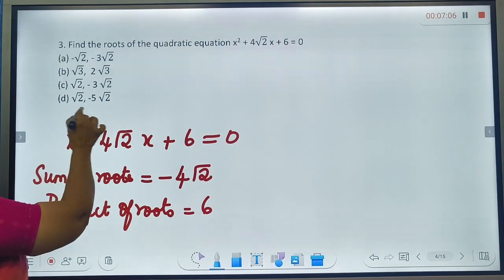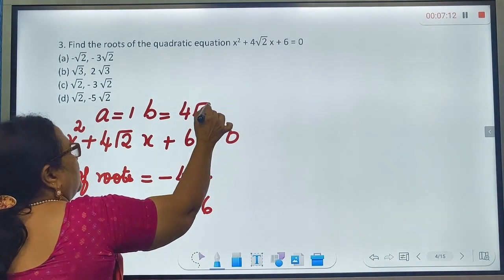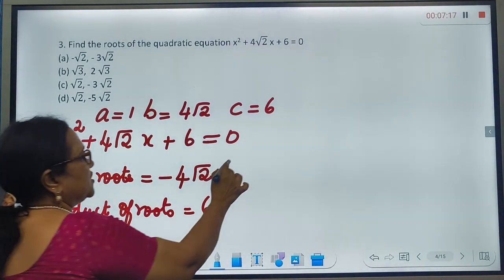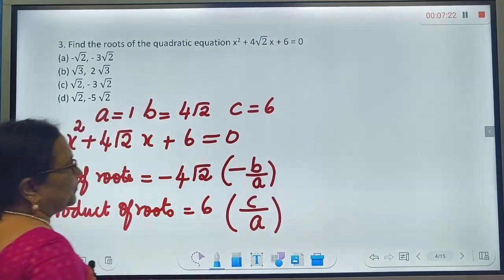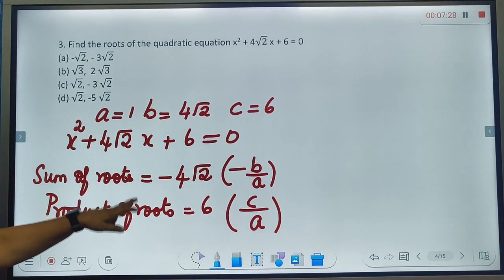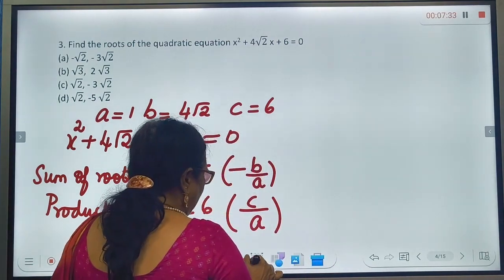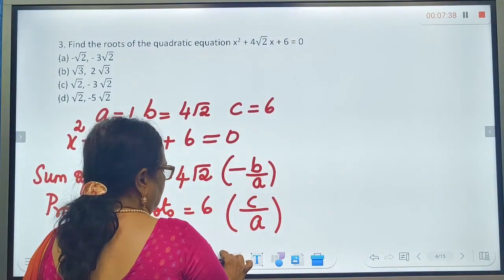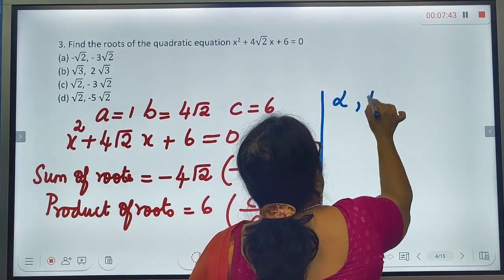So a is 1, the coefficient of x square, b is 4 root 2, the coefficient of x, c is the constant term. Sum of the roots is minus b by a. The product of the roots is c by a. So you have to find two numbers whose product is 6, whose sum is minus 4 root 2. So let me, for example, by trial and error, think, let us call the roots as alpha and beta.